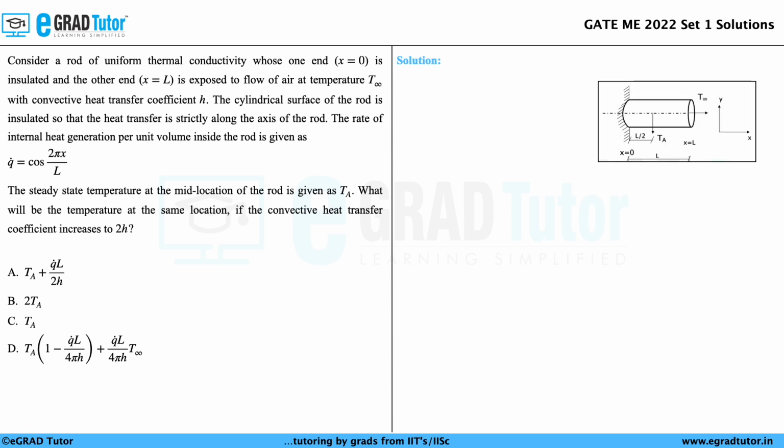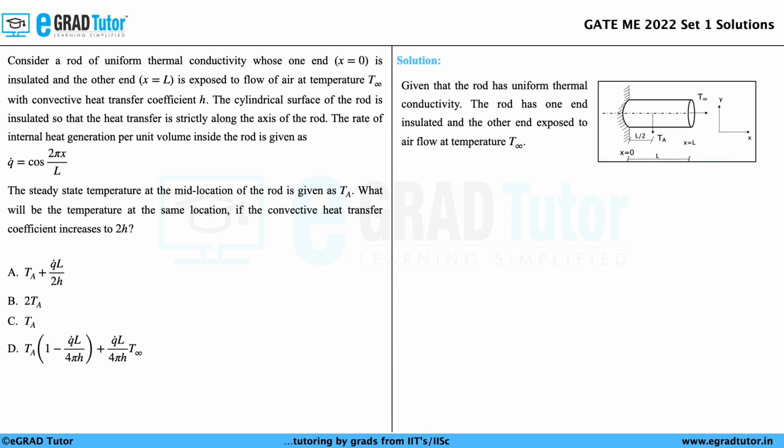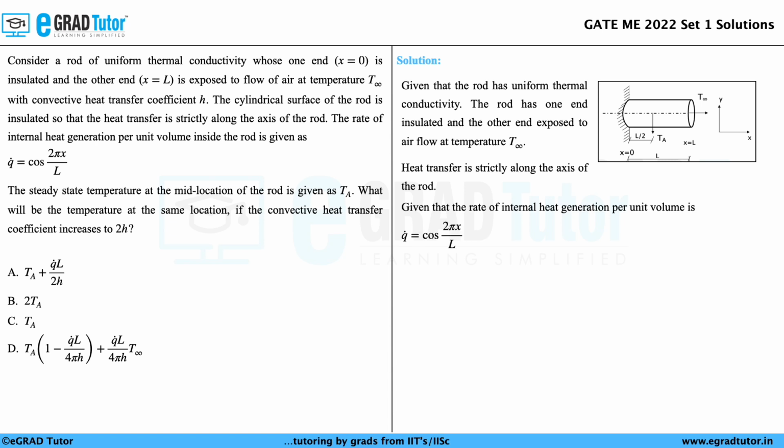We are given a rod whose one end at x equal to 0 is insulated and the other end, x equal to L, is exposed to an airflow of temperature T infinity. We also know that the heat transfer is strictly along the axis of the rod. From the image, it is clear that the axis of the rod is along the x-axis. We are also given that the rate of internal heat generation per unit volume is q dot is equal to cos of 2 pi x by L.